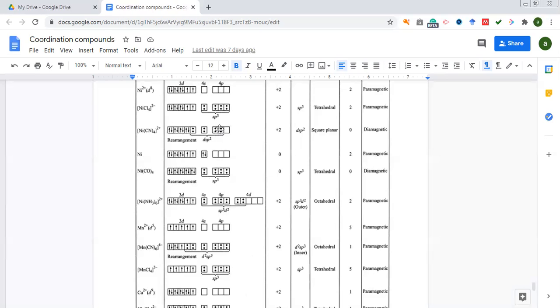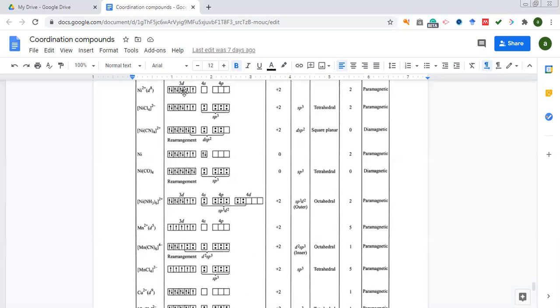So why this difference? Because of the nature of the ligand. What is the nature of a strong field ligand? It pairs up the unpaired electrons, thereby providing a vacant d orbital. So which d orbital? Is it an inner d orbital or an outer d orbital?